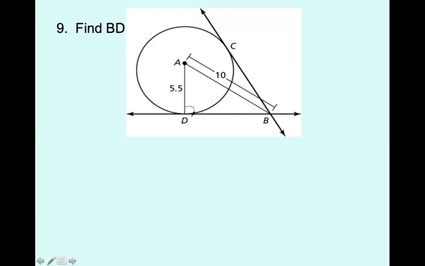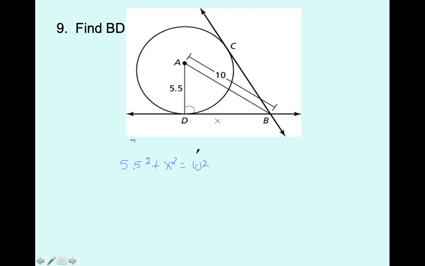So if that's a right triangle, then I can use the Pythagorean theorem to figure out that missing side. So that's what I'm going to do. So I need to do 5.5 squared plus, and I'm going to call this segment DB x. So 5.5 squared plus x squared would have to equal 10 squared. So the Pythagorean theorem should work if this is a right triangle.